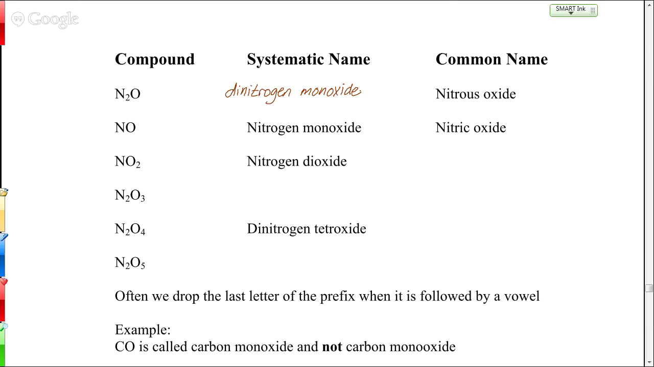What about N2O3? Dinitrogen trioxide. And N2O5? You might want to give that one a try. These are all real compounds, by the way. They all exist. Yeah, that would be dinitrogen pentoxide.